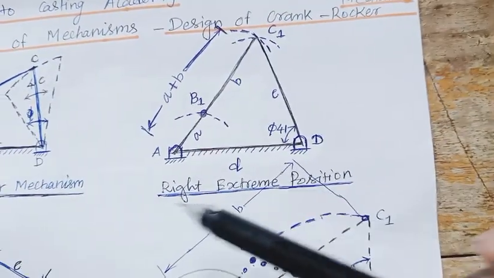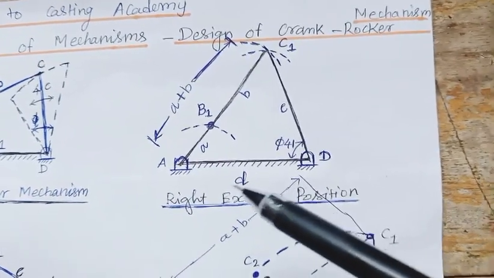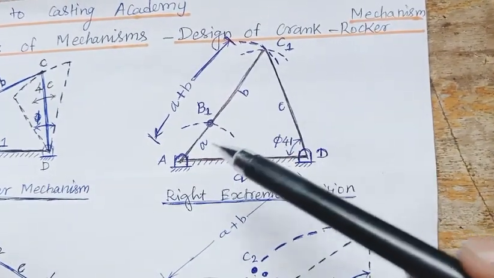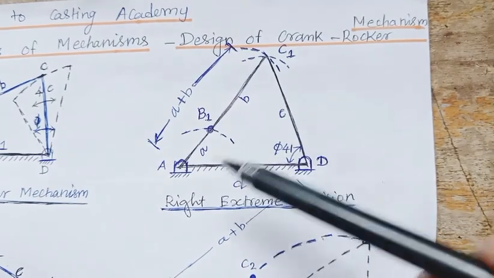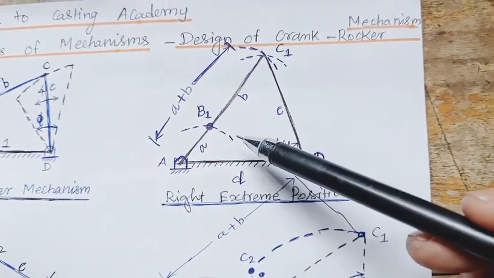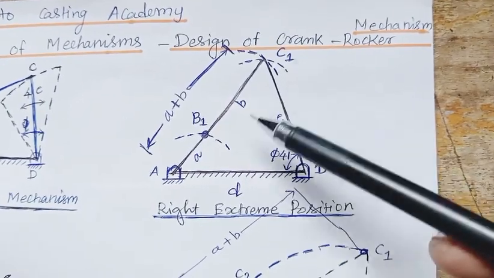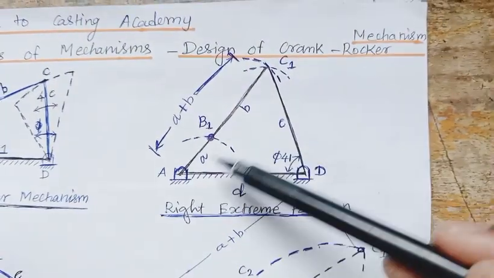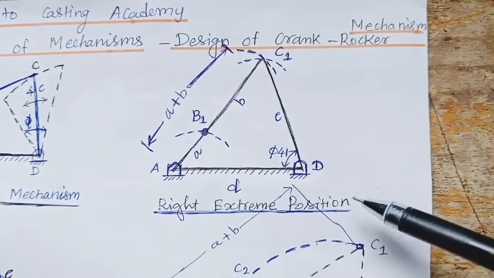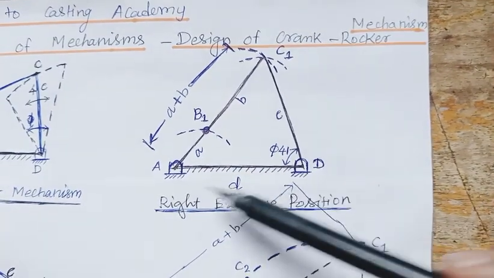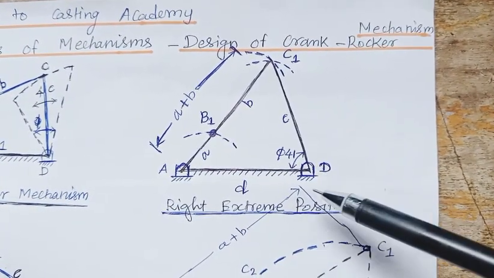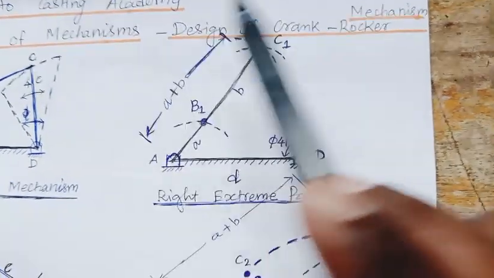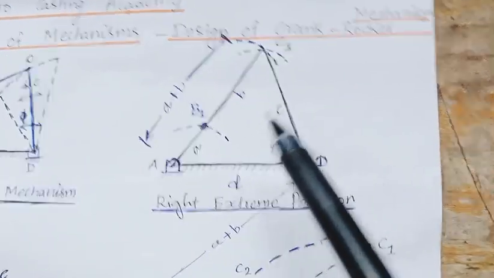Next, the right extreme position. During the right extreme position, the crank and connecting rod are at 180 degrees. You see A to B1 is the crank and B1 to C1 is the connecting rod. At this position, the total line length equals a plus b at 180 degrees. This is the right extreme position. Then the angle between the rocker and the frame is phi 1. So this is the case of the right extreme position of the crank rocker mechanism.